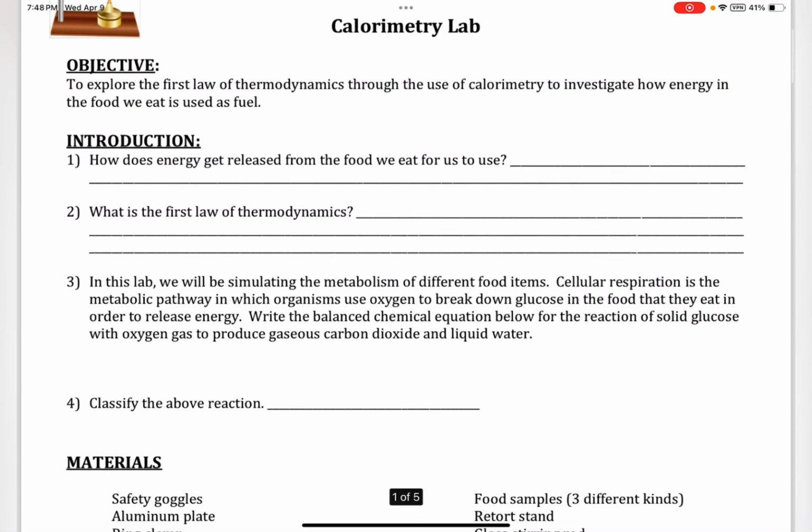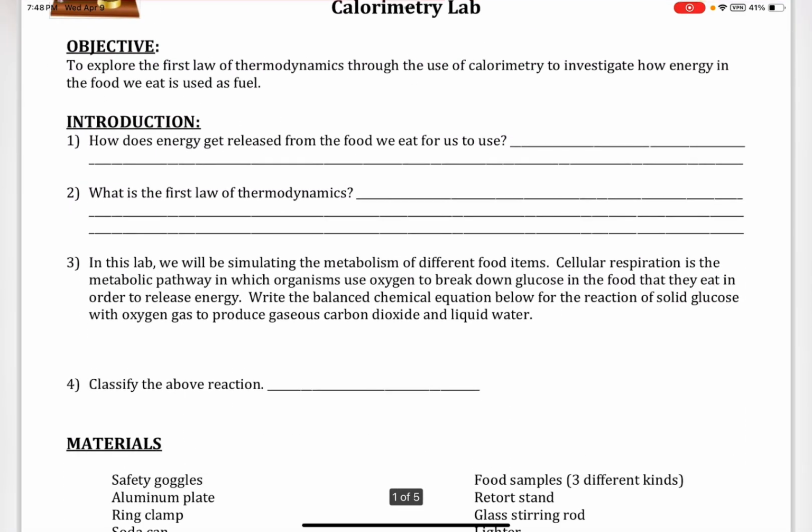Also, please answer the questions at the beginning of this lab. The answers can be found in lesson 2 of this particular unit. So that can be done at any time.